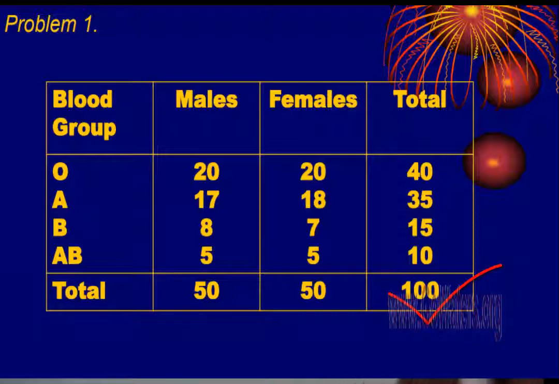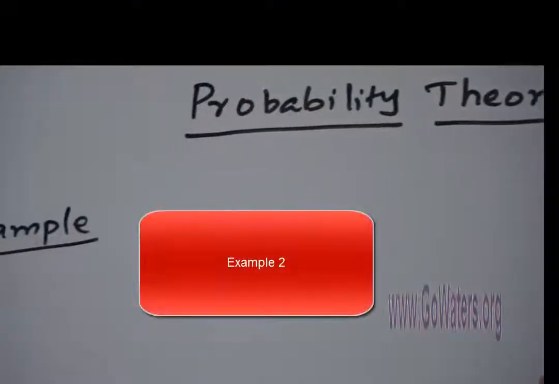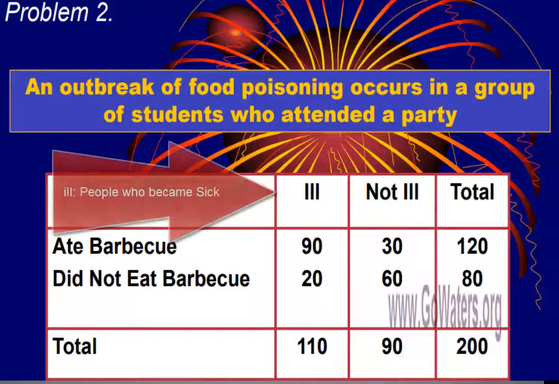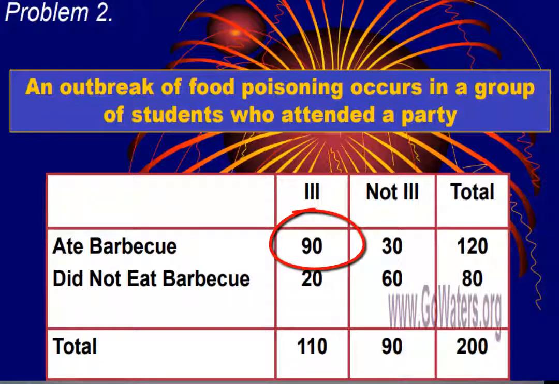So now, this is another scenario. An outbreak of food poisoning occurs in a group of students who attended a party. Here you see in the row variables, ate barbecue and did not eat barbecue, and ill, not ill. Those who ate barbecue and got ill is 90. Those who ate barbecue and did not get ill is 30. So the total number of students who ate barbecue is 120.